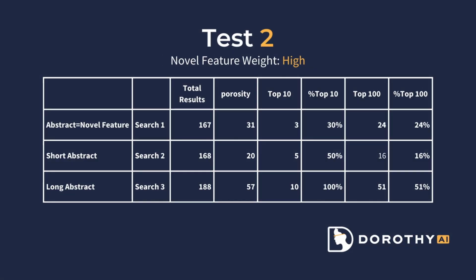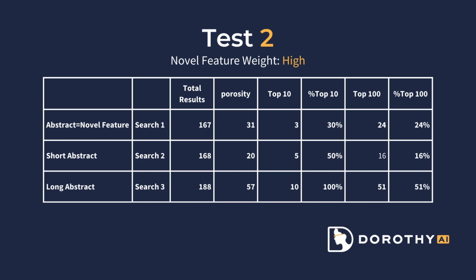The only difference between test 1 and test 2 is that we've increased the novel feature weight from medium to high. This puts more emphasis on that novel feature and should bring references that describe porosity to the top of the list. Let's see if that actually happened. So again, we have our abstract novel feature being the same, we have our short abstract, and we have our long abstract. If we look at the total number of results, they're about the same, pretty consistent.